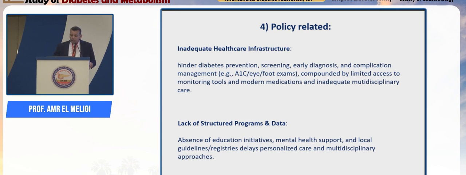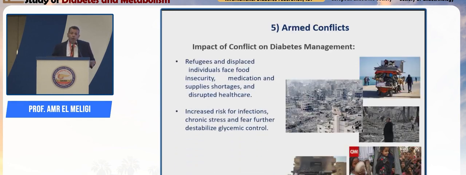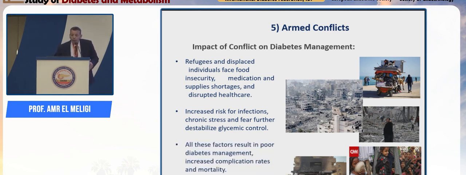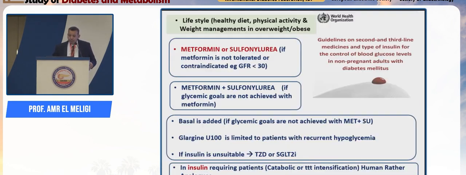and multidisciplinary approaches. Armed conflicts, this is a very important issue. Impact of conflicts on diabetes management. Refugees and displaced individuals face food insecurity, medication and supplies shortage, and disrupted health care. Also increased risk for infection, chronic stress and fear further destabilize glycemic control. All these factors result in poor diabetes management and increased complication rates and mortality.